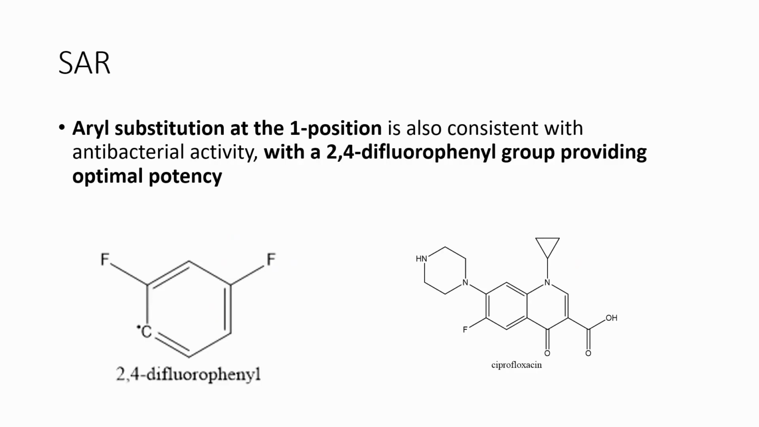Next is aryl substitution at the 1 position is also consistent with antibacterial activity, with a 2,4-difluorophenyl group providing optimal potency. So you can substitute this at position 1 if you would like to do so. However, all currently used quinolones in the market do not have this substituent. So this is a nice to have substituent, but it's not currently used in any structure as of the moment.